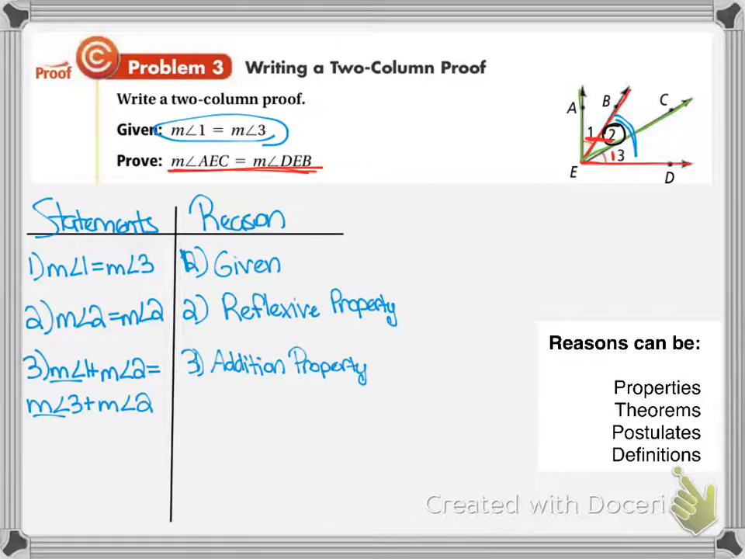All right, so now I can replace this with what it's equal to. So what is angle 1 plus angle 2? Well, I know that the measure of angle 1 plus the measure of angle 2 is the measure of that green angle, which is angle AEC. And I also know that the measure of angle 3 plus the measure of angle 2 is the measure of angle DEB.